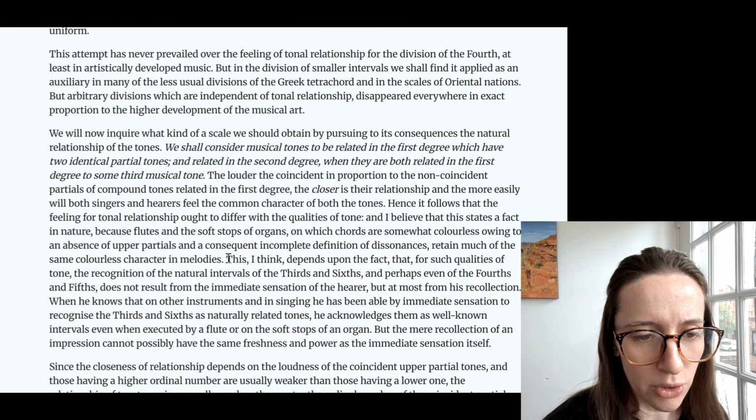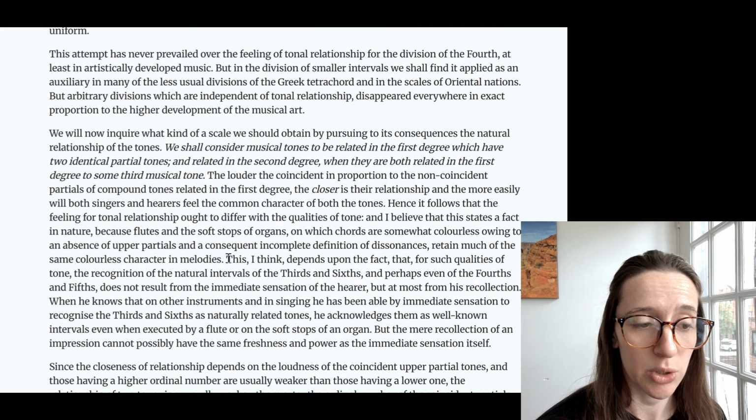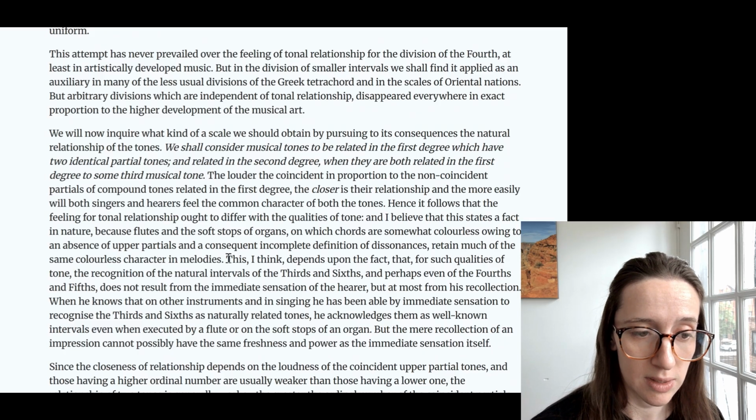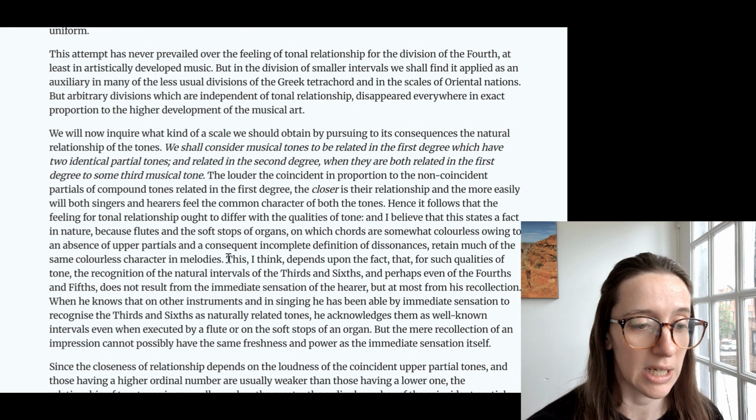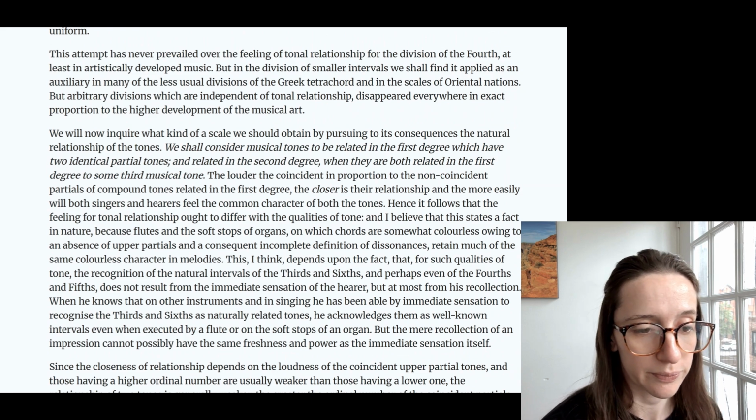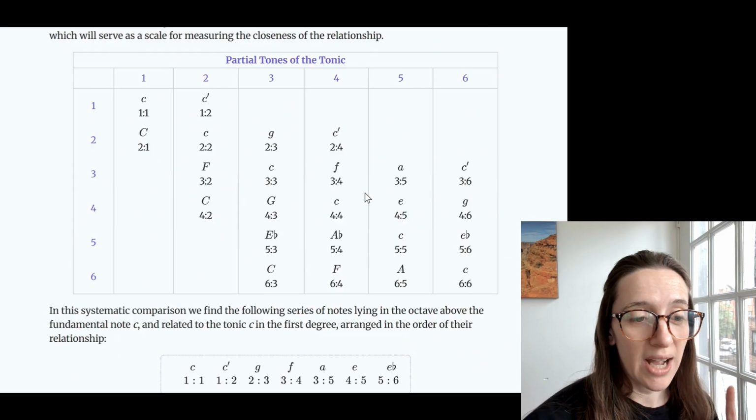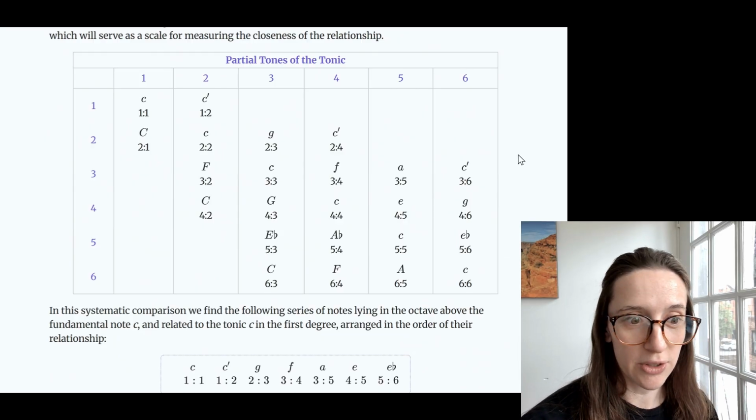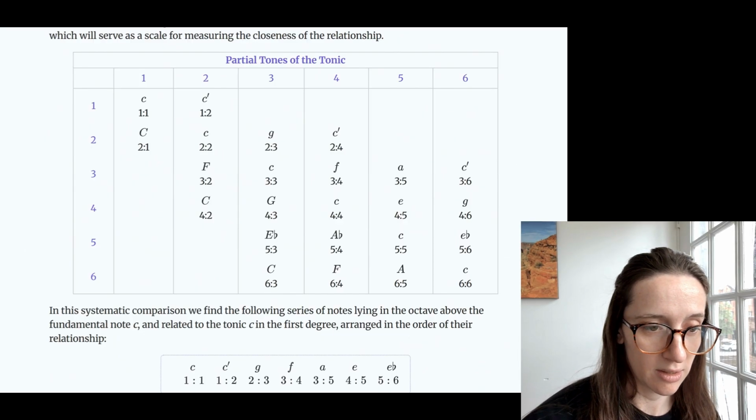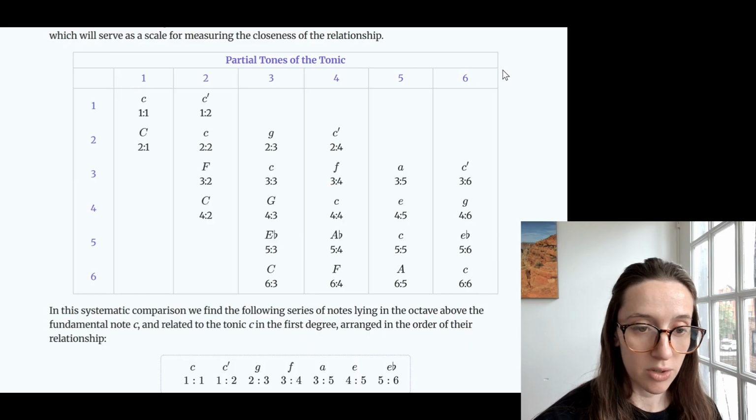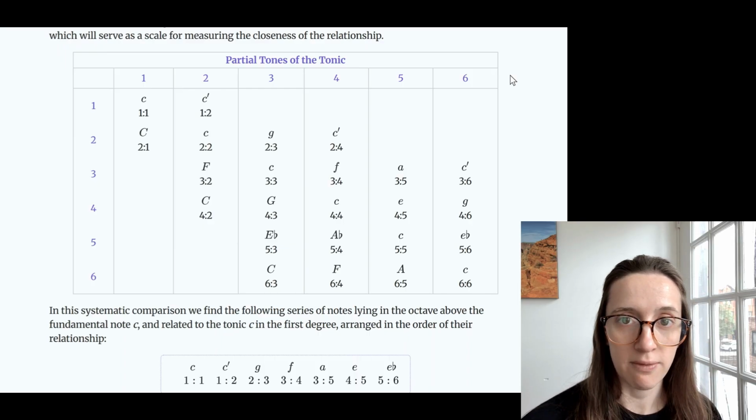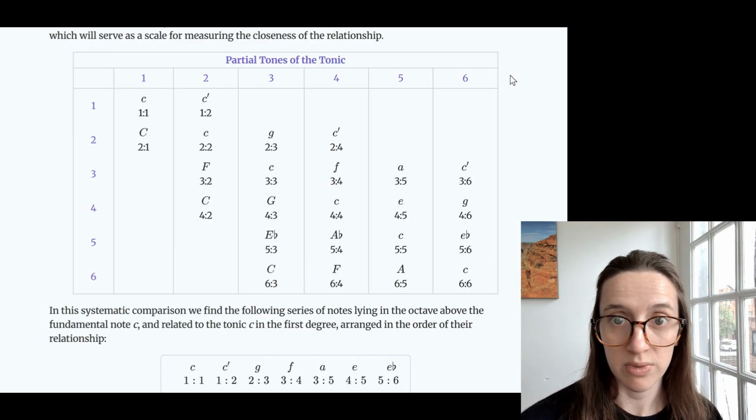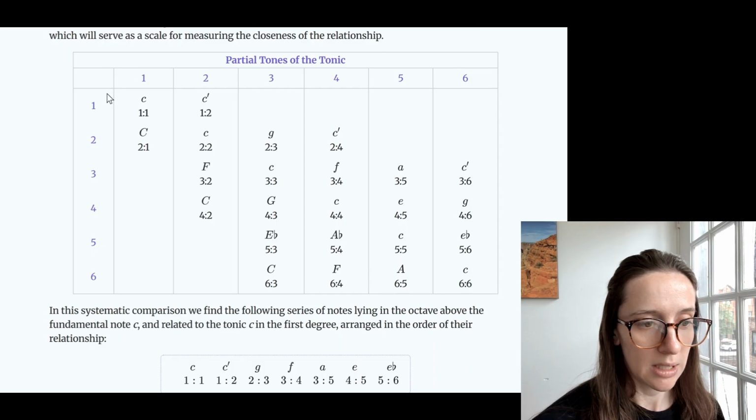We shall consider musical tones to be related in the first degree, which have two identical partial tones, and related in the second degree when they are both related in the first degree to some third musical tone. So we're going to find tones related in the first degree using this chart. These are the ordinal numbers for all of the partial tones of our tonic note, which is C for this table. And down the side, we have the same.